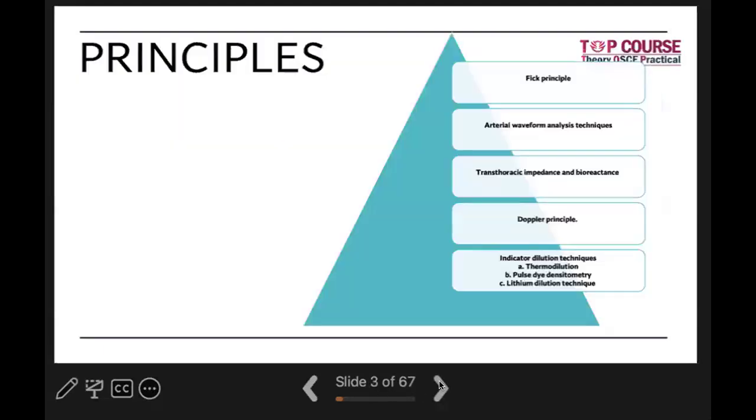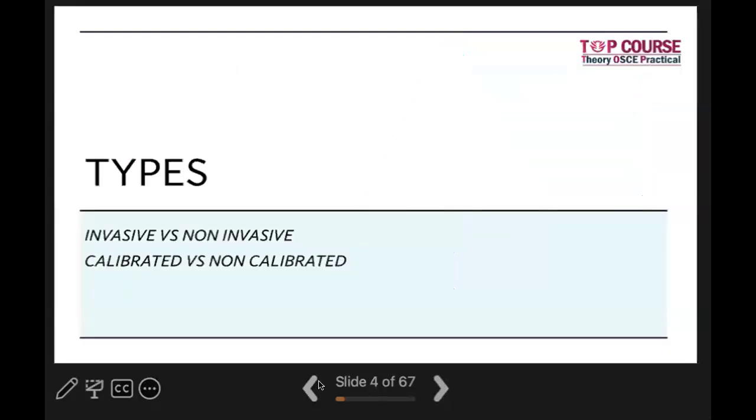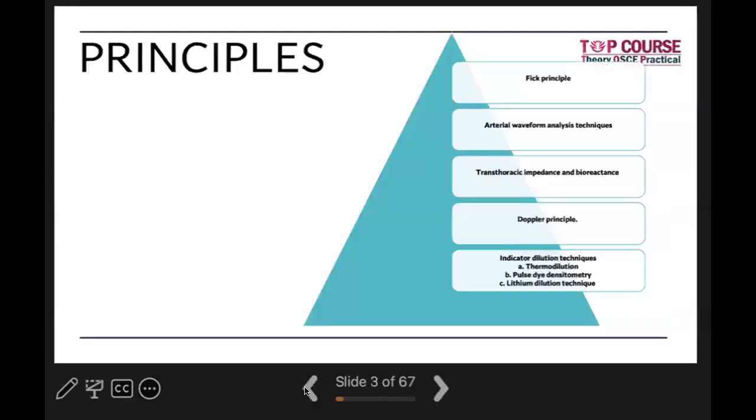Okay. So how are we going to classify the cardiac output monitoring devices? One is based on the principles. One is based on the invasiveness. Okay. Based on the principles, there are only 4 major principles using which the cardiac output monitoring devices function. Number one is the Fick principle.